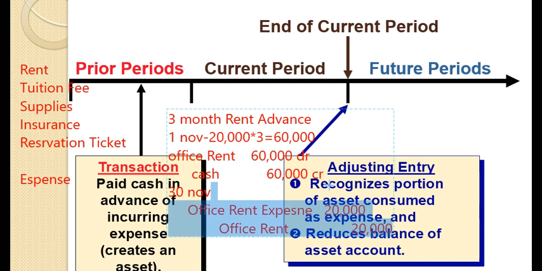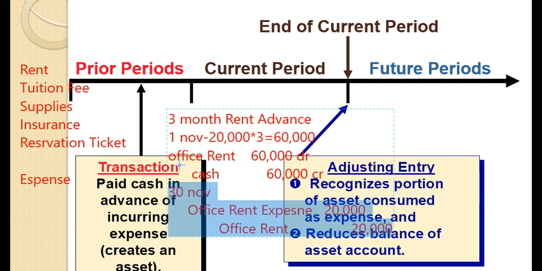Fine, how do I do it? Now comes the transaction: paid cash in advance of incurring expense. It is your expense, but you paid in advance, so it will be considered your asset. Basically your office rent is not an expense account, it is your asset account. Now I am using 1 month of expense on 30 November. Now I can say office rent is consumed, and now I can write it in my income statement.